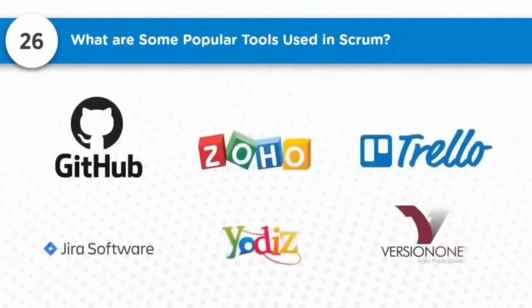So next question: what are some popular tools used in Scrum? So this is the list. You can think of GitHub, Zoho, Trello, Jira Software, Yodiz, VersionOne. Now what I am saying is, these are technology tools. When we say tools, we cannot just limit our thought to technology tools. What exactly does this tool do? What are the techniques used? That we need to be very clear about.